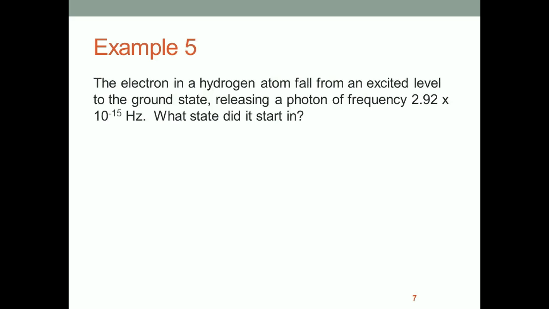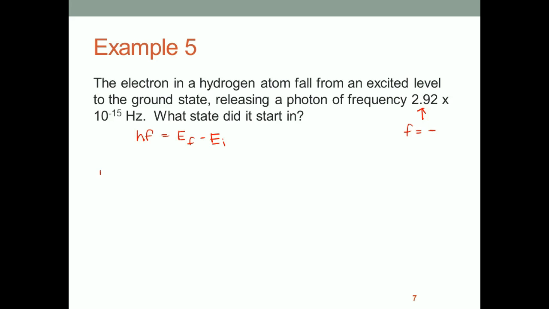And for the fifth and final example, you are told you have an electron that is falling from an excited level down to the ground state, and I give you the frequency. You want to know where it started, so you're looking to find n. Since we're given frequency, let's use this formula. We need to keep in mind we are releasing a photon. So again, we need to make sure that we plug this in as a negative number because the electron is losing energy.